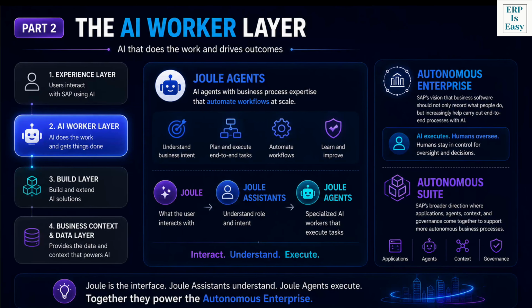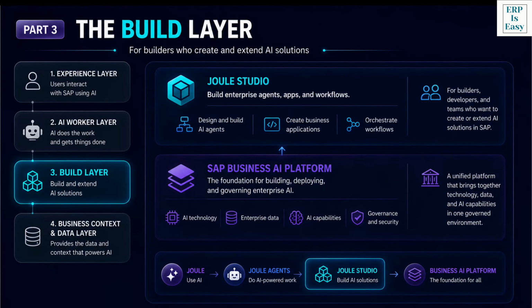You may also hear the term autonomous suite. Don't overthink it. It's simply SAP's broader direction where applications, agents, business context, and governance all work together to support more autonomous business processes. Part 3, the build layer.